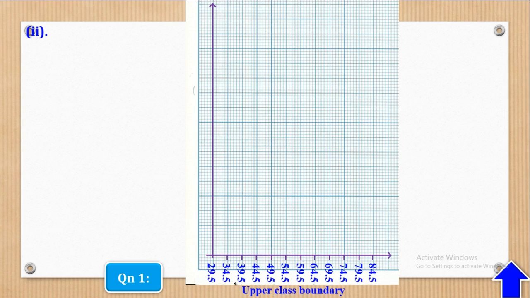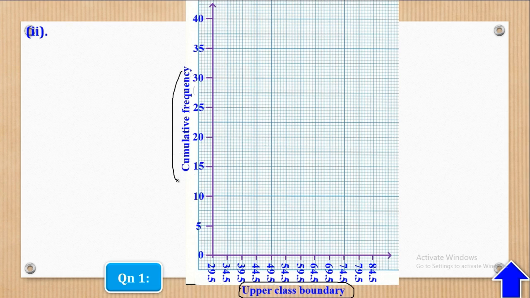So for the horizontal axis, we put here the values of the class boundaries. But you have to remember to put the words upper class boundaries, because that's what we are going to plot. Then we shall do the same for the vertical axis. We shall demarcate and put the values with an equal, uniform scale. You have to label it cumulative frequency.